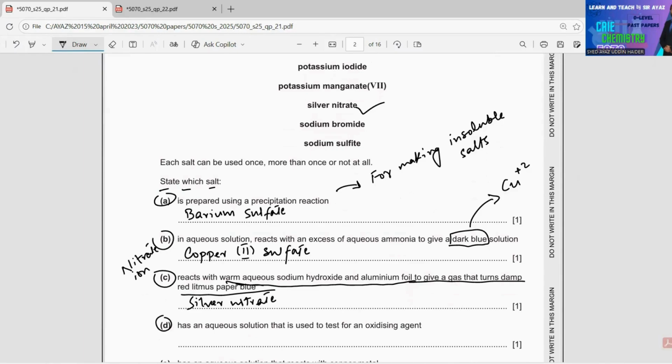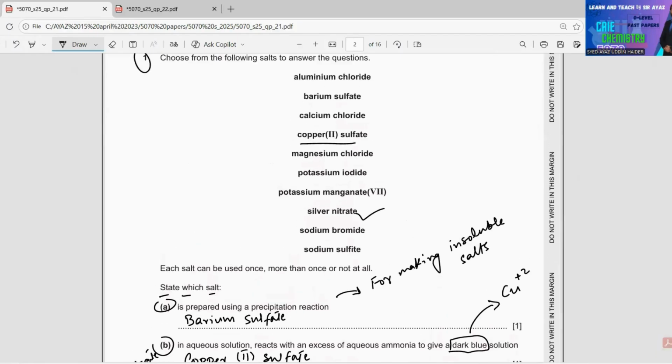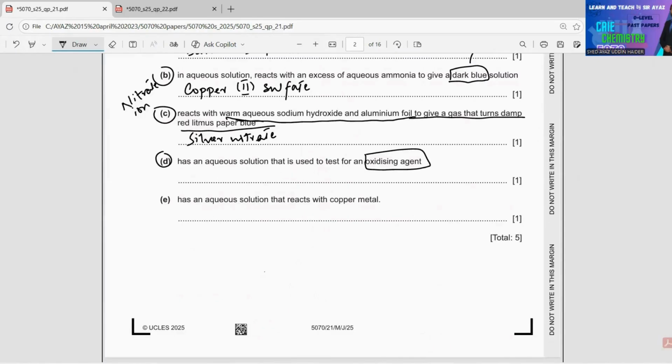Part D has an aqueous solution that is used to test for an oxidizing agent. Now if you are testing for an oxidizing agent, you must be using a reducing agent. We have one reducing agent in our syllabus that I can see in this list: potassium manganate(VII). So it must be potassium manganate(VII) for this one.